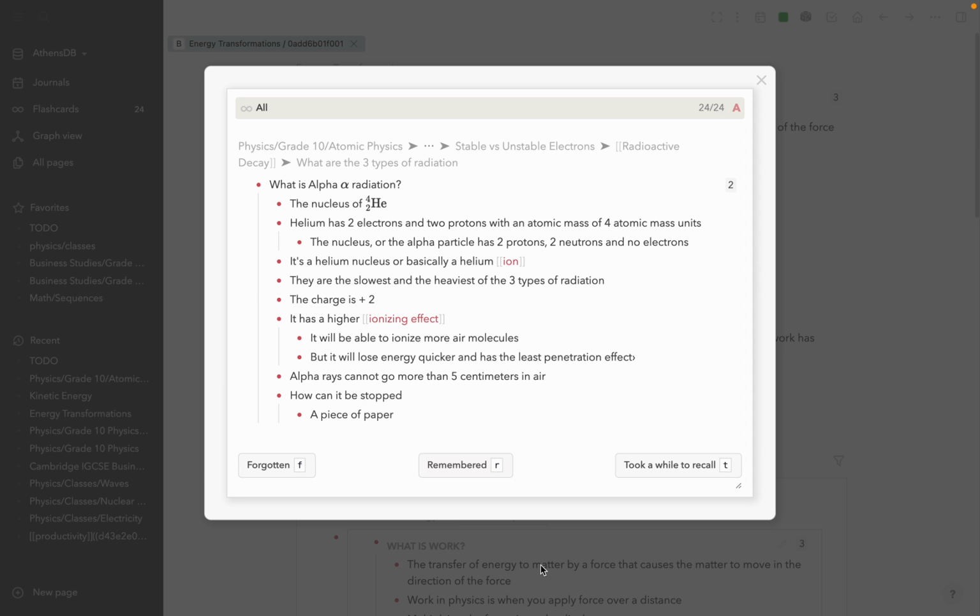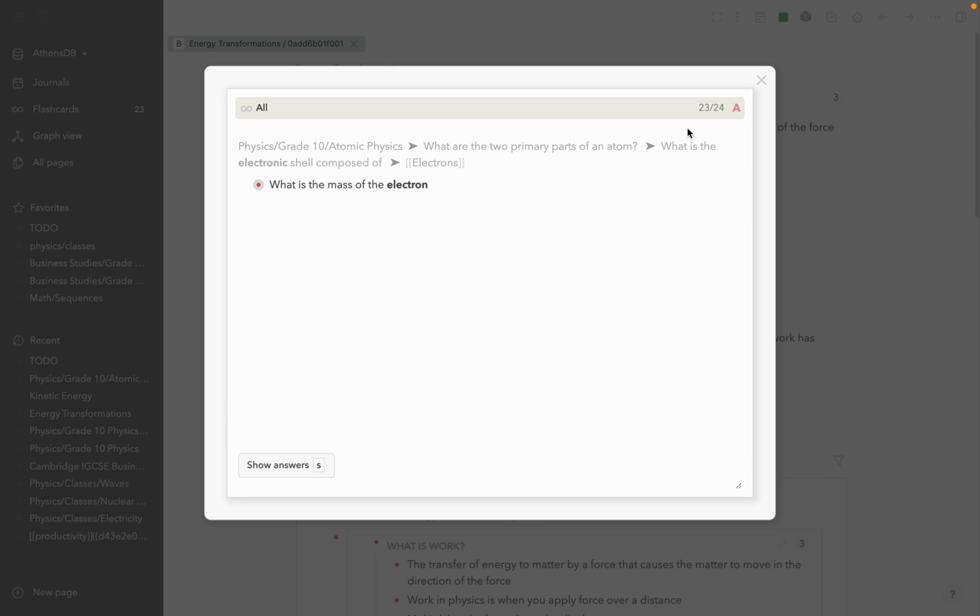I didn't get the details and all that, so I'll just write took a while to recall. And then from here on, I get more and more questions that are done using a spaced repetition algorithm, which I think is a SuperMemo algorithm. And all this is just a very nice way to learn. I use it a lot for physics, these flashcards, but these can be applied for other subjects as well.